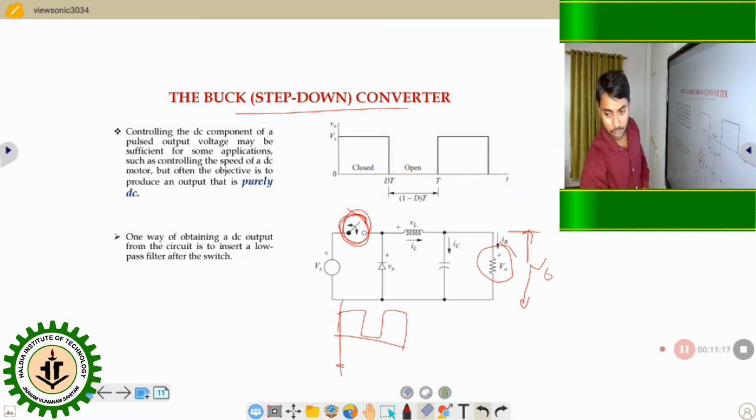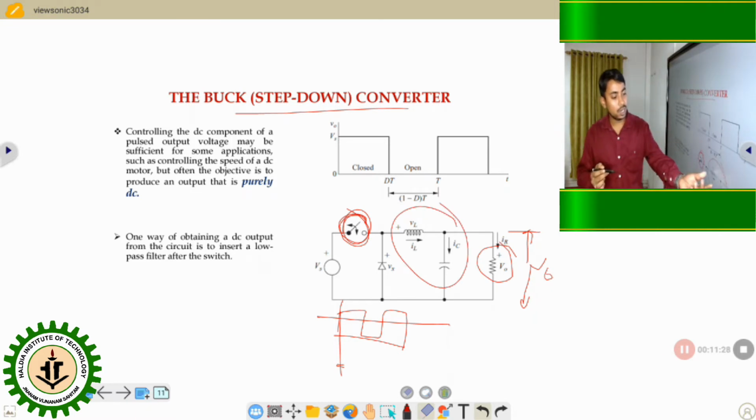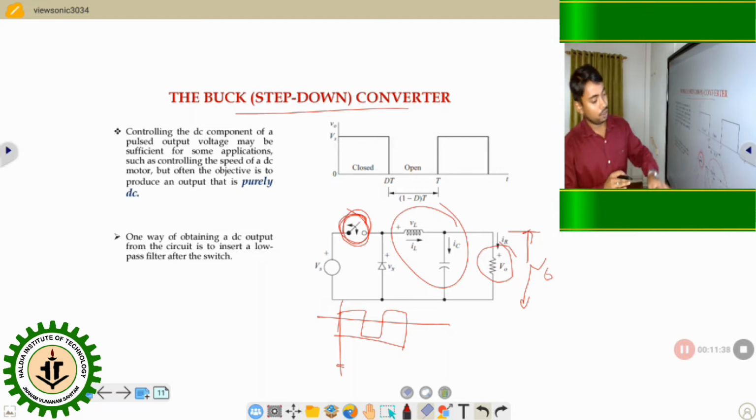So how do we get this constant DC? We can get constant DC by using a low pass filter. This inductor and capacitor are used only for the filtering purpose, to convert pulsating DC to constant DC. And here we use one diode. Why do we use this diode? Whenever you go through the working principle, then you can understand why we use this diode.